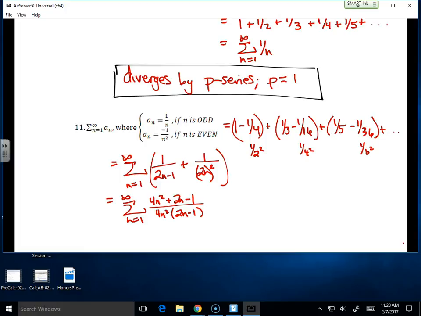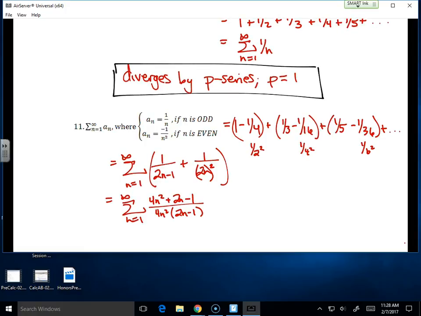Wait, can we do a limit comparison test? Can't we just do 1 over n? Because that's an n squared over an n cubed, so can't we do limit comparison? Wait, is it n cubed or n squared? N cubed because we're gonna distribute n squared times. No. 1 over n cubed. Can we do that, or 1 over n? Just 1 over n. Yeah, that's what I was thinking.